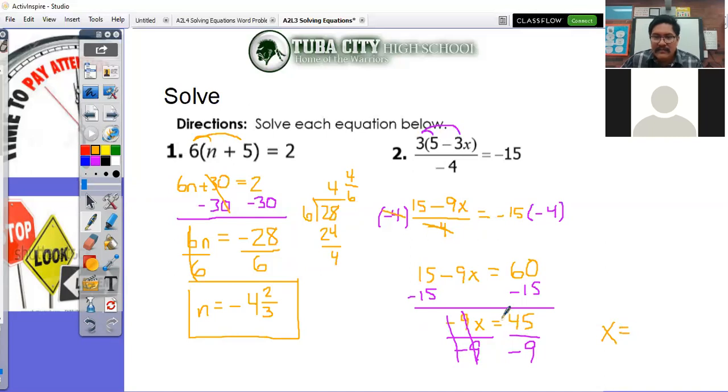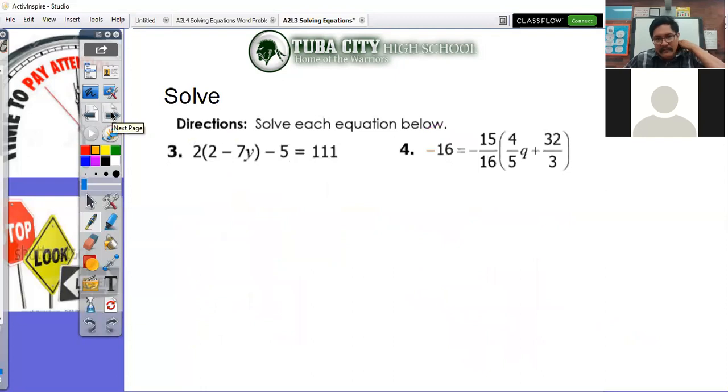X equals, and we know it's going to be a negative because of our rules of real numbers. 45 divided by 9 would be 5, I think. And there we go. We got the first page. Okay, let's see how many more we have to go. I know it's quite a bit. I'm going to move on.